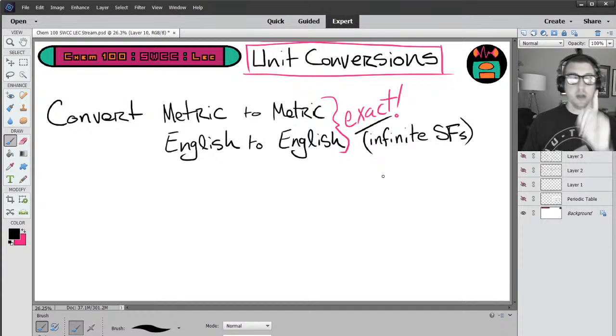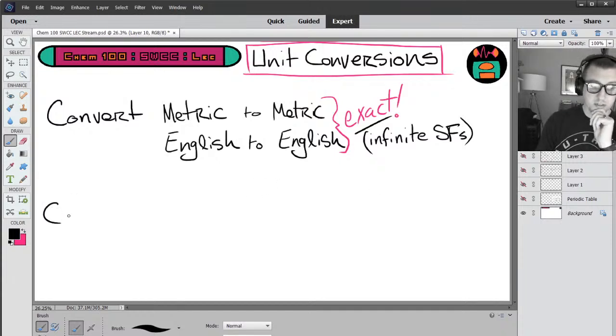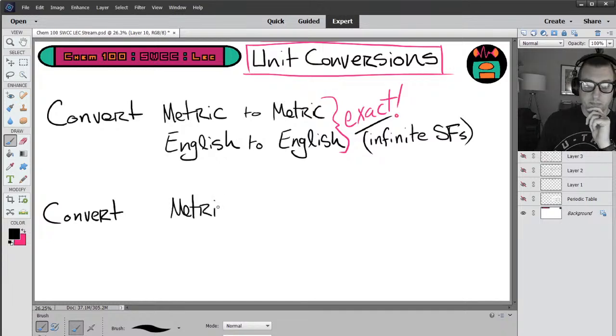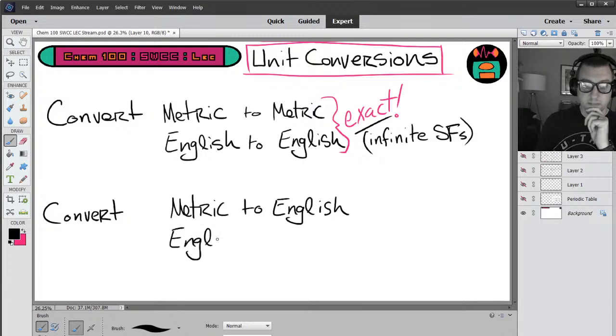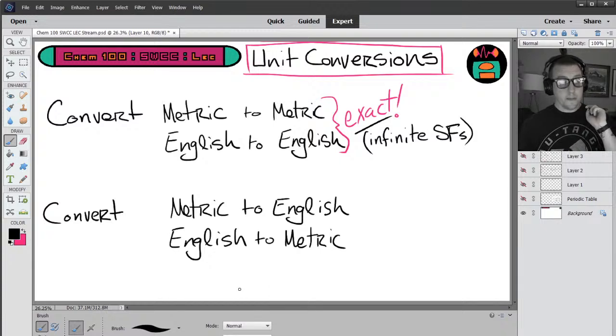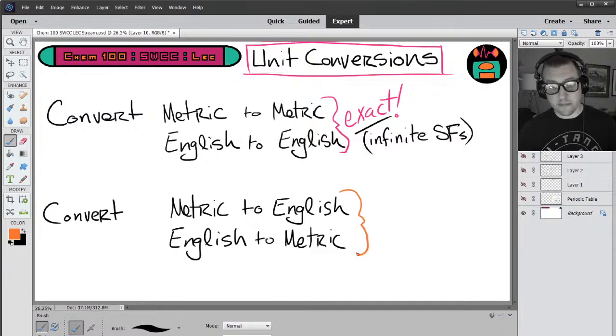They'll never limit you. Now, if you convert from the metric system to the English system, or if you convert from the English system to the metric system, because they're different units of measure, the conversions are not based on definitions, they're actually measured out.